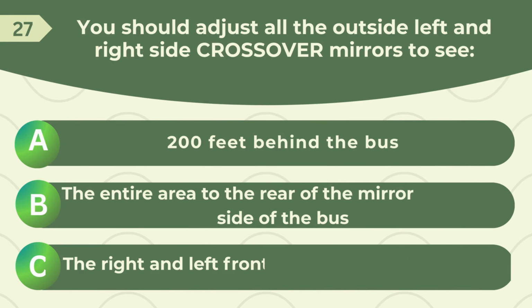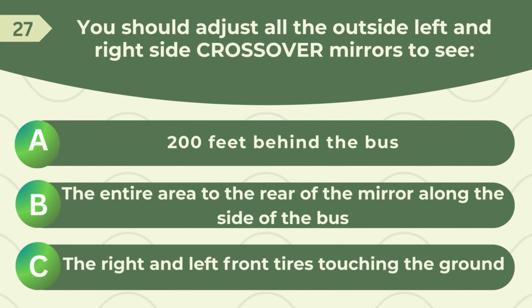You should adjust all the outside left and right side crossover mirrors to see: A. 200 feet behind the bus. B. The entire area, to the rear of the mirror along the side of the bus. C. The right and left front tires touching the ground.